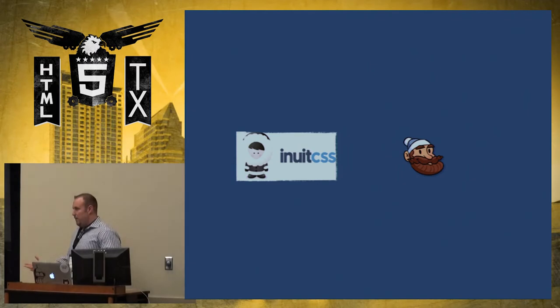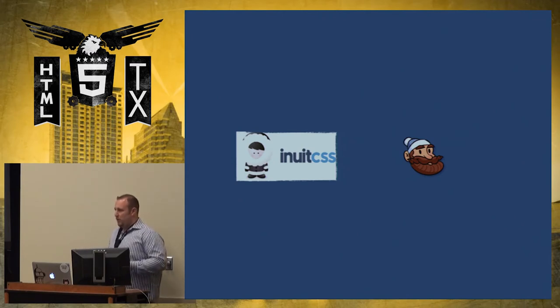And with that, there's Inuit CSS and then SMACSS, by Jonathan Snook. So here's the difference between the two. Essentially, Inuit CSS follows Nicole Sullivan's objects. Harry Roberts is the guy who built it, and he built all these small objects for you.